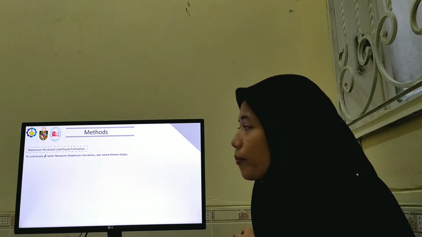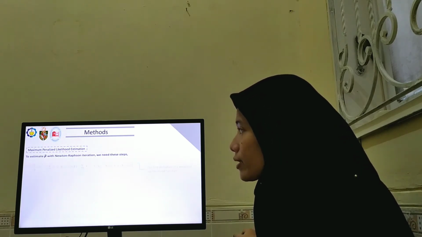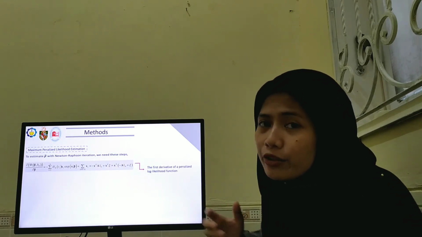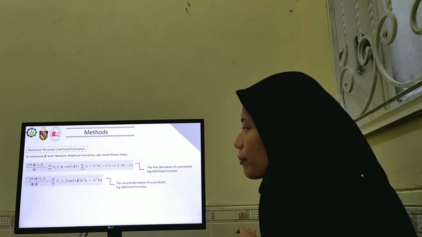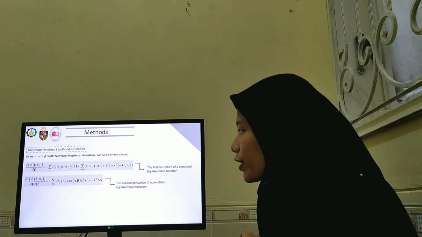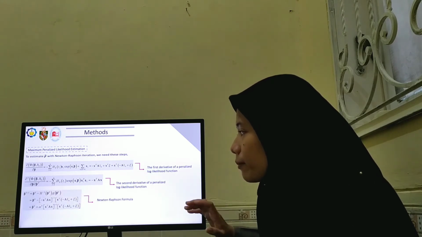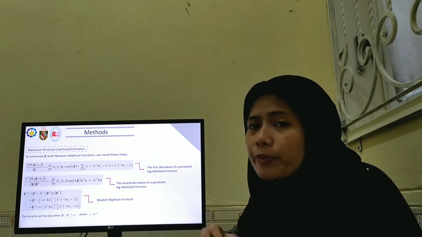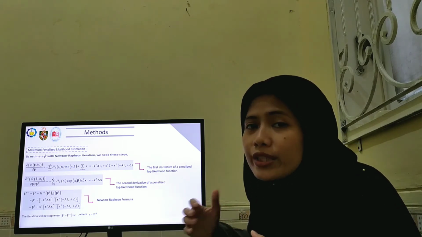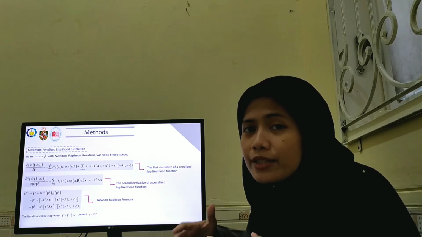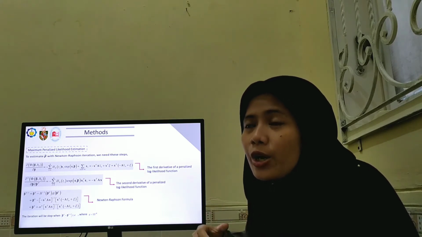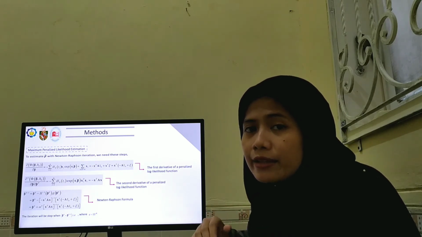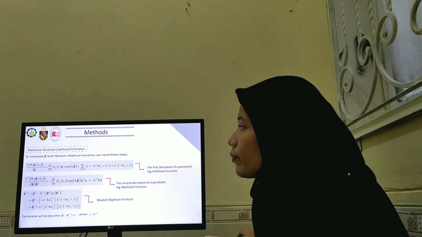To estimate the beta with Newton-Raphson iteration, we need these steps. First, we have to determine the first derivative of the penalized log likelihood function. Second, we have to determine the second derivative of the penalized log likelihood function, and we have to input them in the Newton-Raphson formula. So the iteration will be stopped when beta at iteration k minus beta at iteration k plus 1 has a value less than epsilon, where epsilon is 10 to the power of minus 6.